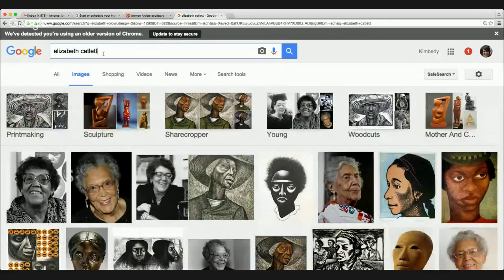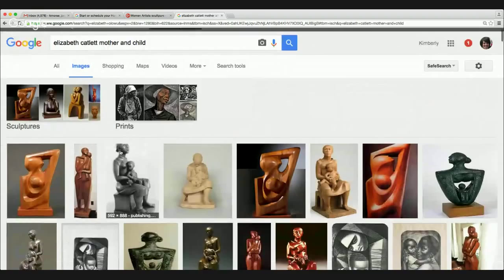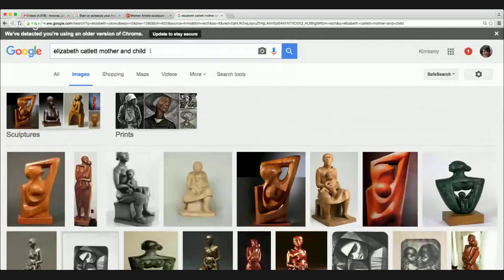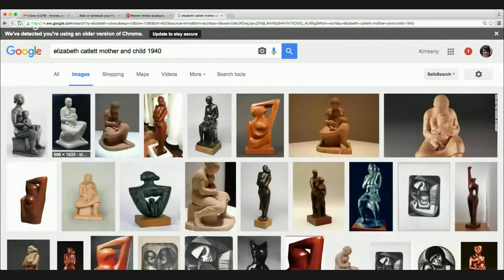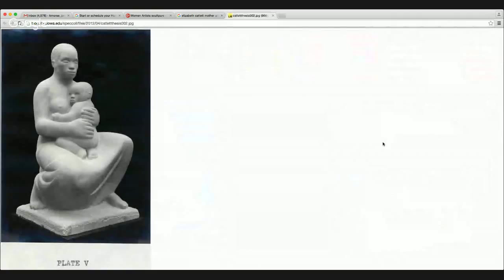It's mother and child, okay. A couple of these, several of these were in there, right? Let's go ahead and look at the first one from 1940. This is the one in the text. Okay. And then we'll also look at Barbara Hepworth. We're going to look at her 1934 piece, the one that they discuss.